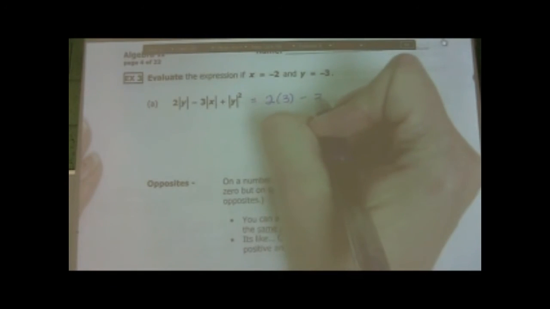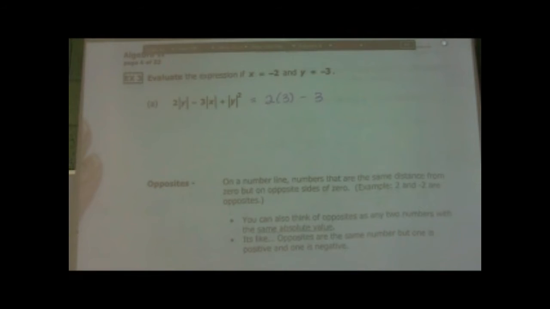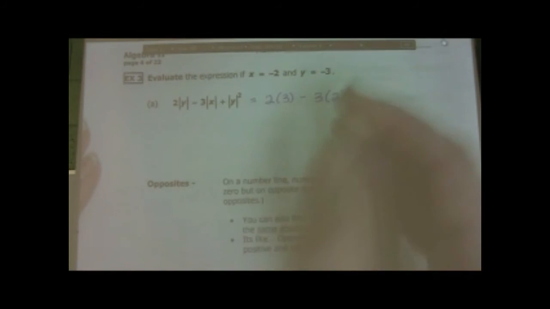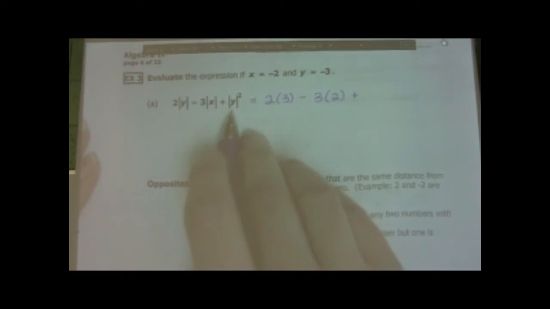Minus 3 times the absolute value of x. What is x? Negative 2. What's the absolute value of that? 2. So times 2. Plus, now I'm going to leave the little square this time, and the reason why is because it's outside my group. Absolute value of y is the absolute value of negative 3, which is 3. So I've got 3 squared.